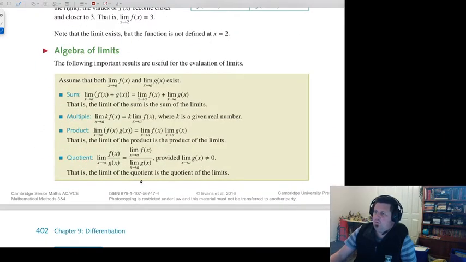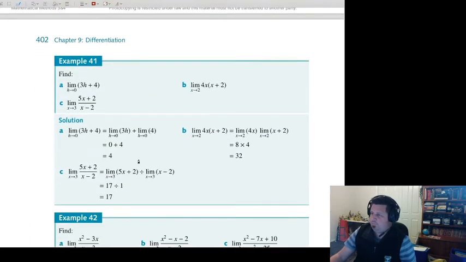There are some rules that we need to follow regarding limits. I have those there for you to read. But essentially, if you've got the sum of limits, you add them together. Multiplying them, you multiply them. The product is the product of the limits, and the quotient is the quotient of the limits. So let's see this in action. It says limit as h approaches 0 for this one here.